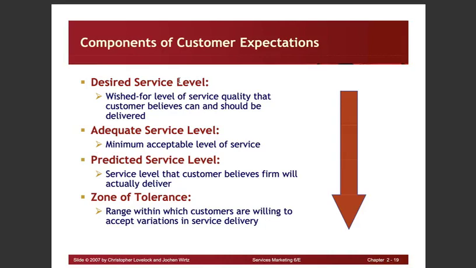But it should be okay. We put 1 minute as the desired service level. But how about the adequate service level? This is the minimum acceptable. The minimum acceptable may be 30 minutes or 31 minutes. So 31 minutes should be okay, or 30 minutes should be okay. So in between 1 to 30 minutes, it is called the zone of tolerance.